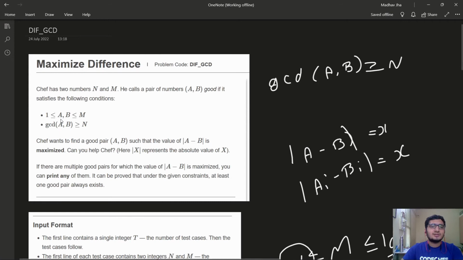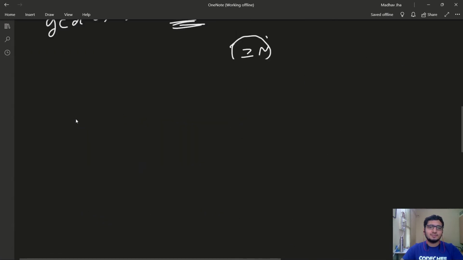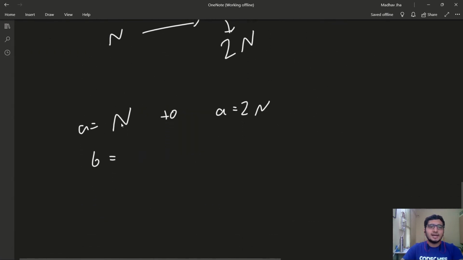The maximum value that a and b can go is m. So now that we have fixed our a to n, our b has to be a multiple of n, right? So we can simply say m divided by n, right? So whatever the maximum number is, we can go there. So let's simply take an example, right?